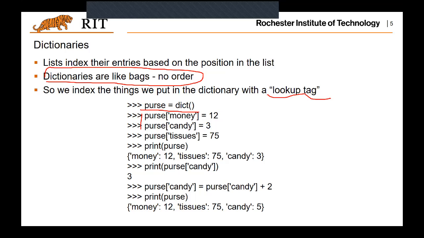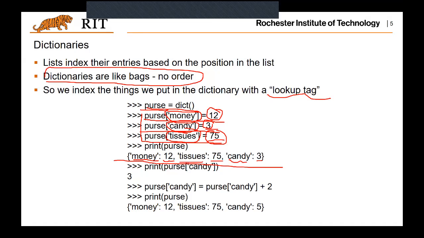For example, we define a dictionary purse, right? And these lines create a new entry in this purse dictionary and assign a value to each key. So money, candy, and tissues are the keys, and 12, 3, 75 are the values. Once you create these keys and assign values to them, you will have something like this: a key money associated with value 12, a key tissues associated with the value 75, and another key candy with 3 as the associated value.